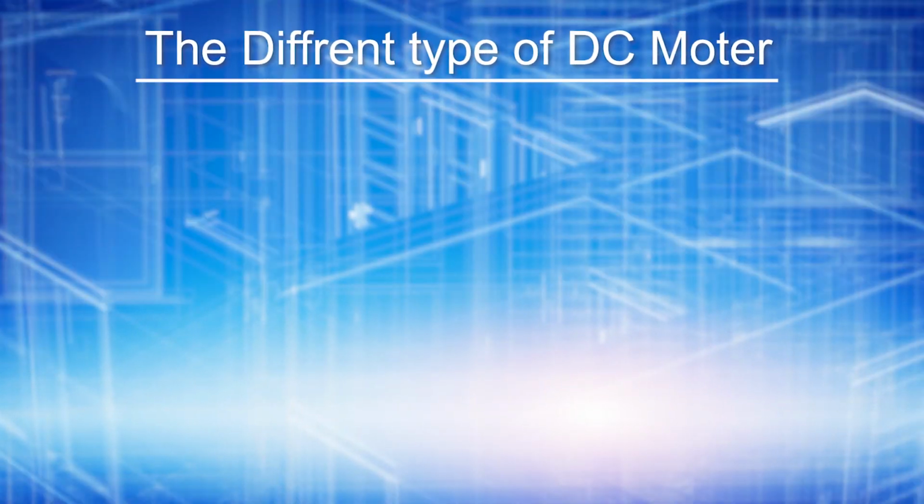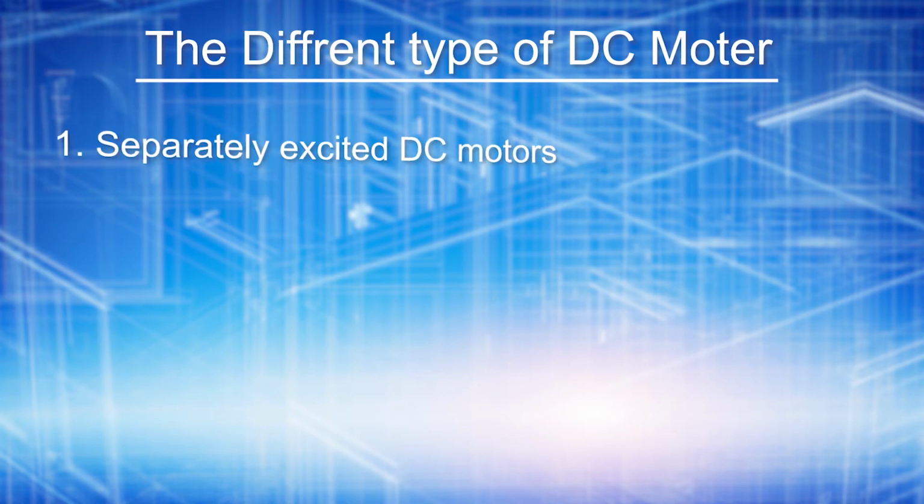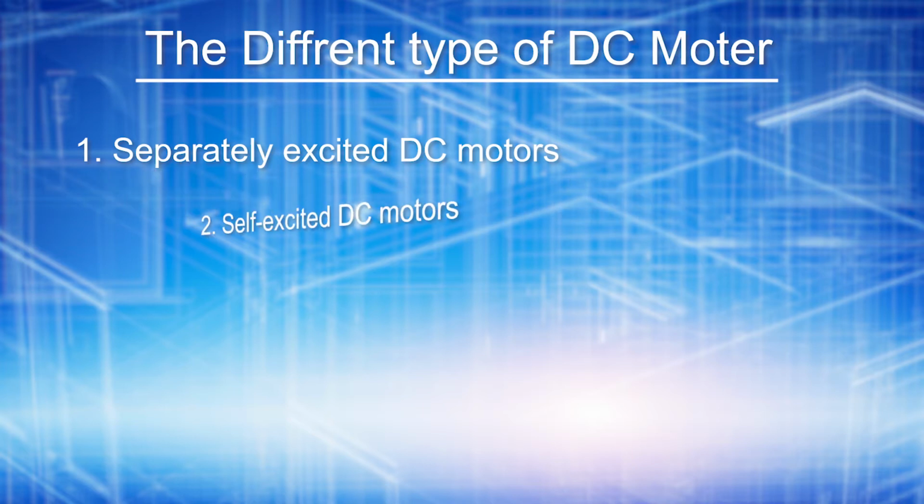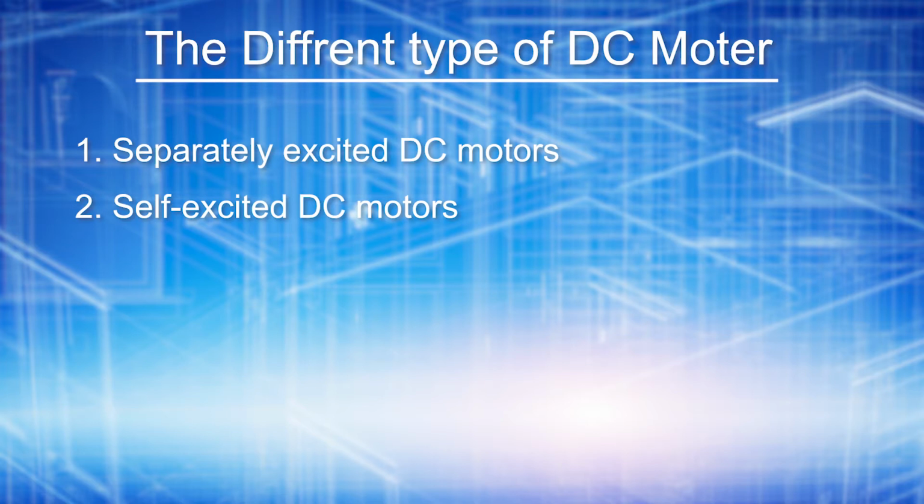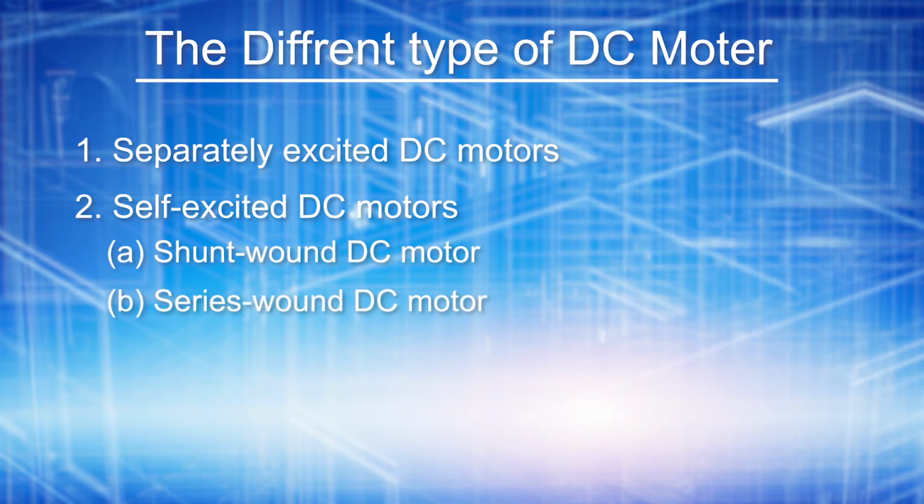First of all, we have to understand the different types of DC motor. DC motors can be classified as, first, the separately excited DC motor, that means the field is excited by a different or external source. The second category is the self-excited DC motor. Under self-excited DC motor, we can again classify it as the shunt wound DC motor, the series wound DC motor, and the third one is the compound wound DC motor. This compound wound DC motor can also be classified as the cumulative compound DC motor and the differential compound DC motor.